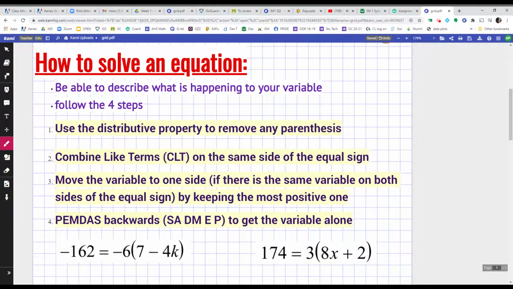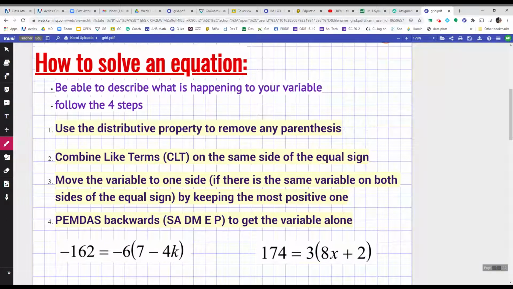Okay, if you do not have this written down in your notes, the 4 steps, please do so now. We had this up yesterday. We're putting it up again today. How to solve an equation. Be able to describe what is happening to your variable. Well, that's what we did yesterday or today. And following the 4 steps. Here are the 4 steps.